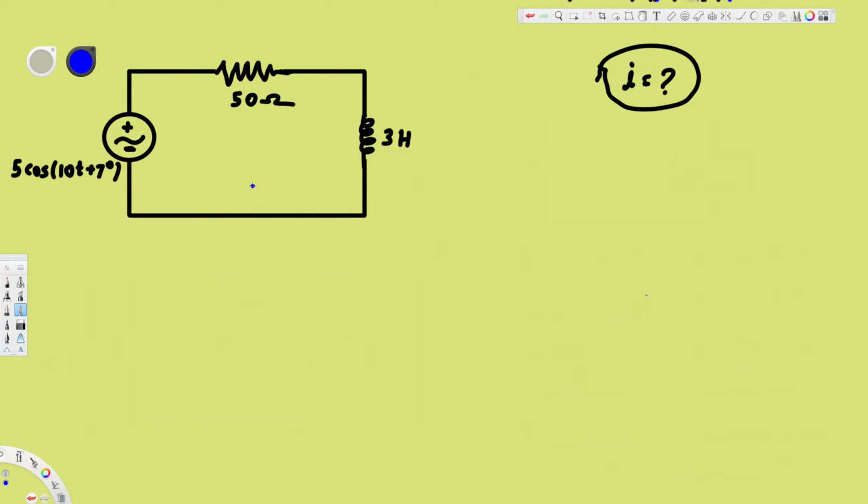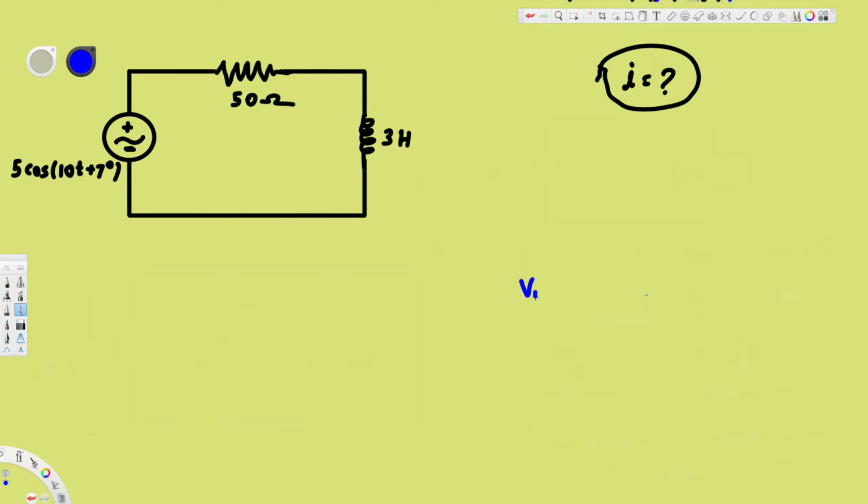We are going to convert this into phasor. Then we are going to find the current in phasor, and then convert that current back into time domain. But before we do that, we have to know what's going to happen to this voltage, resistor and inductor when we convert from time domain to phasor. Okay, now let's look at an example.